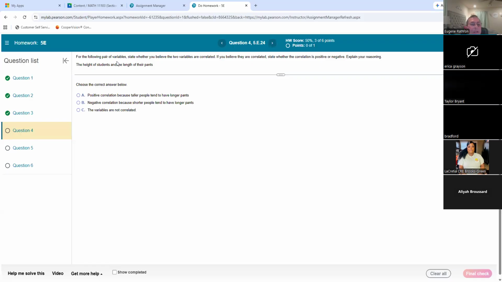All right, so let's try that on this. For the following variables, state whether they are correlated. If you believe they are, we're going to go positive or negative again. So the height of students and the length of their pants. The taller somebody gets, usually they've got to get longer pants.